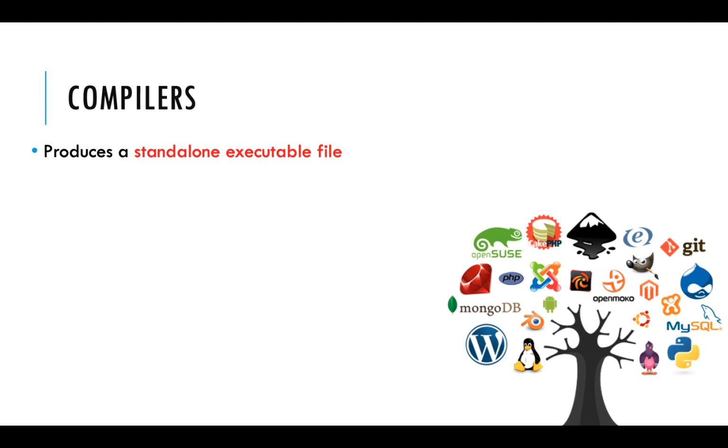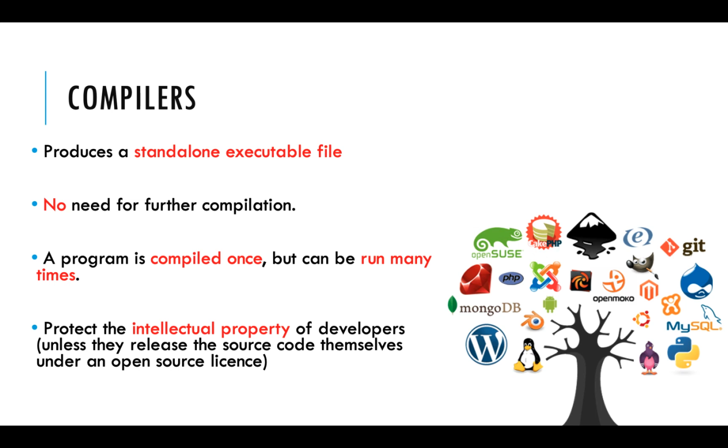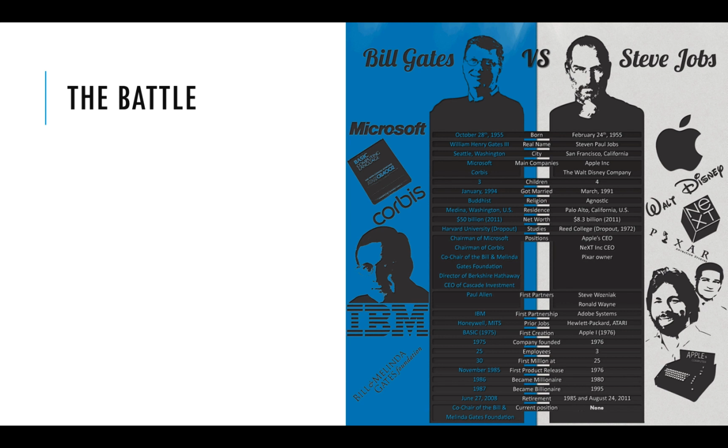So compilers produce a standalone executable file. There is no need for further compilation because you have a package of machine code. A program is then compiled once, but it can be run many times, and that is very efficient. It also protects the intellectual property of the developer and the source code. And believe it or not, this is very, very important.